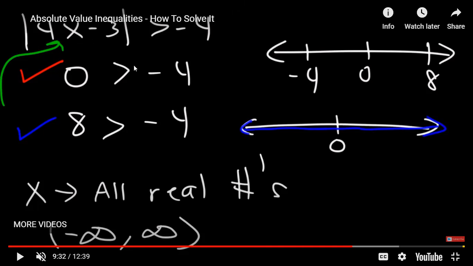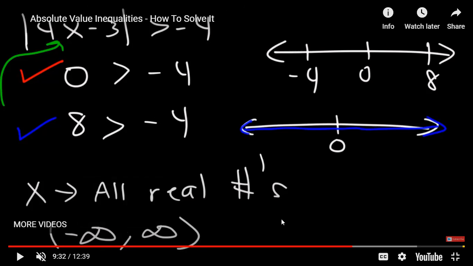So again, with a negative number, we have two different cases. If the absolute value is less than a negative number, then no solution. If the absolute value is more than a negative number, we write all real numbers, and we don't have any more steps. The absolute value comes after 0 on the positive side. If you put 0 more than negative 4, yes, it's correct. Choose any number after 0 on the right side: 8 is more than negative 4, yes, correct. Then the inequality is correct, which means all real numbers are a solution.